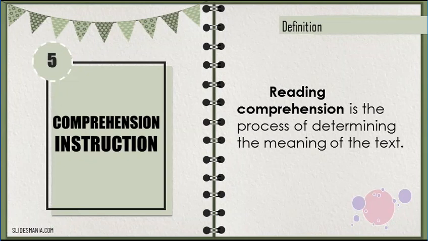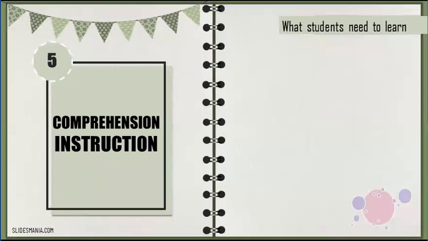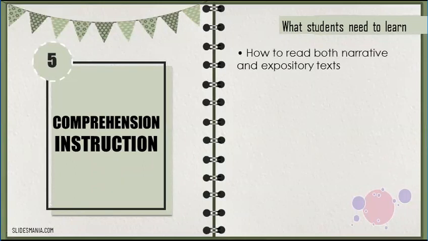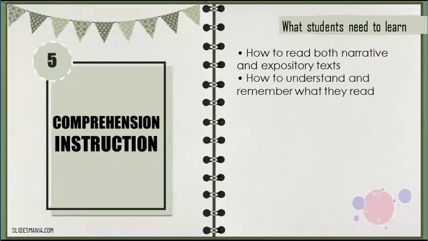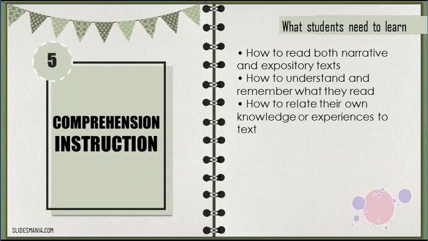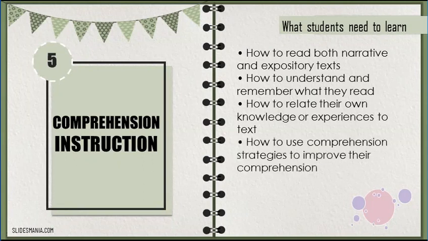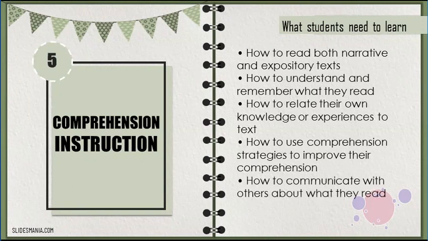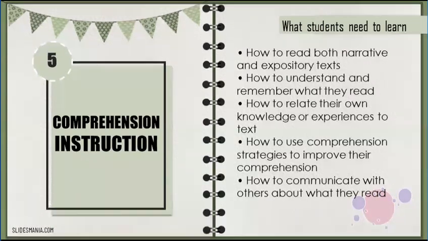The previous four components are part and parcel of instruction to facilitate comprehension. So students should be taught how to read both narrative and expository text, how to understand and remember what they read, and how to relate their own knowledge and experiences to text, and also how to use comprehension strategies to improve their comprehension, and last, how to communicate with others about what they read. So this includes asking them process questions in every text they are reading.